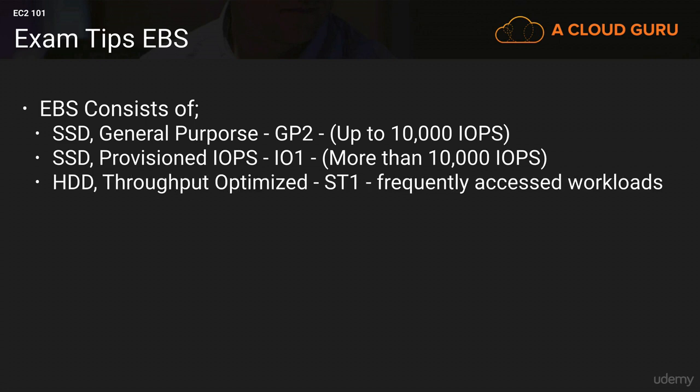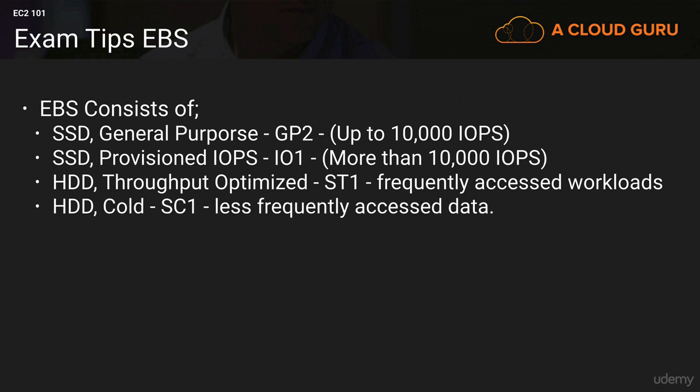We then have HDD. This is throughput optimized storage. So this is magnetic storage. Again, this is for things that are written in sequence, or sequential writes. So this is things like big data, things like logs. This is things like data warehousing, etc. And then we have HDD cold, and this is for less frequently accessed data.